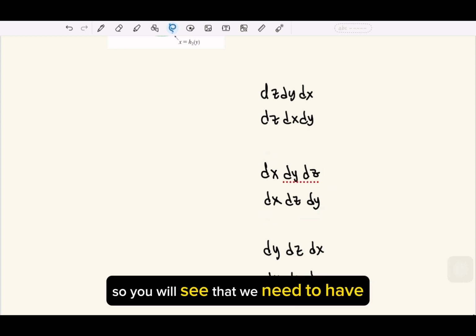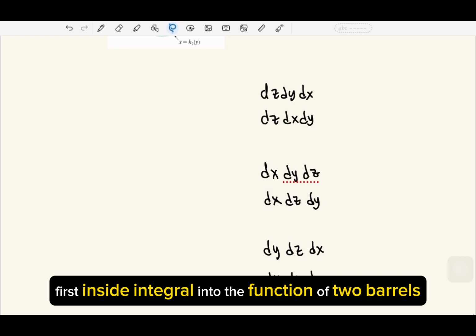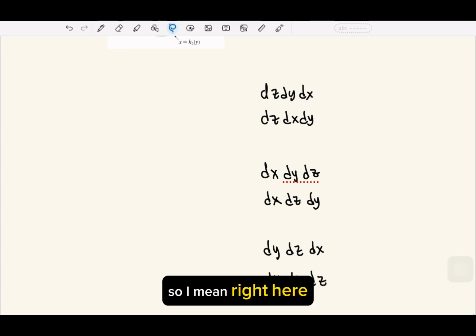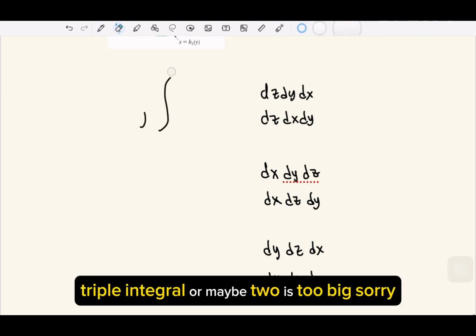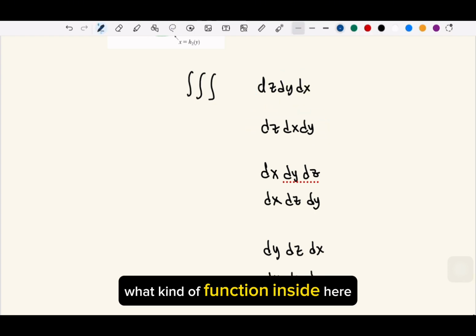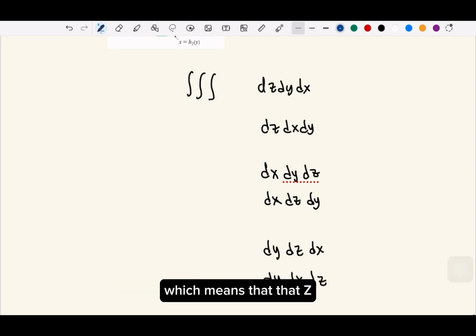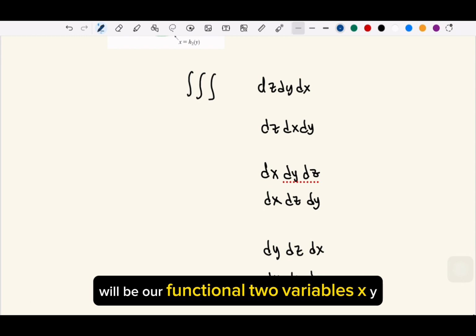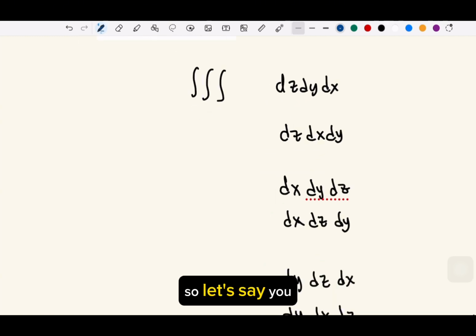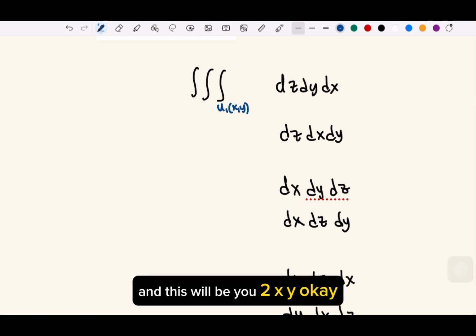So you will see that we need to have the inside integral be a function of two variables. Okay. Now the first one that we did is the dz, right? So let me write here. Let me write a triple integral. It's too big. Sorry. Maybe right here. And we don't really care much what kind of function is inside here. Now we focus on the endpoints. So if we have dz at the first order, which means that z will be our function of two variables x y. So the endpoint that is inside here is a function of x y. So let's say our function is u. So let's say u1 x y, and this will be u2 x y.